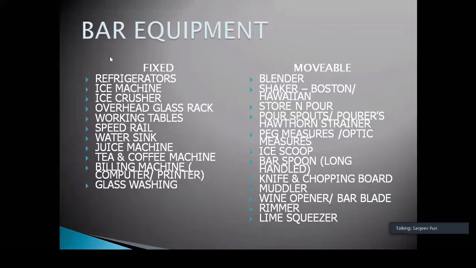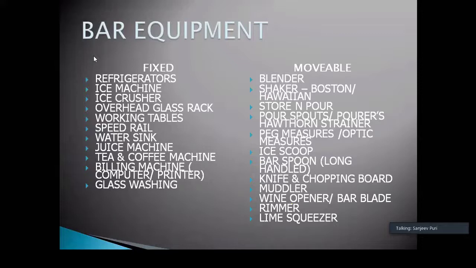Then you have the muddler. I have this muddler which has a slightly uneven side, so that lime or any citrus fruits can be crushed easily. We already talked about the wine opener. Then we have the bar blade, which is attached to your wine opener. This is used for opening the metal clip on the top of the wine bottle.